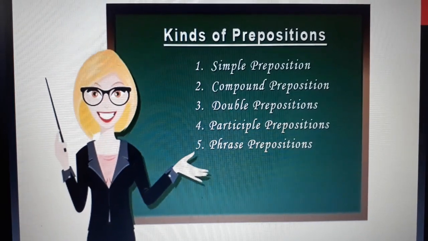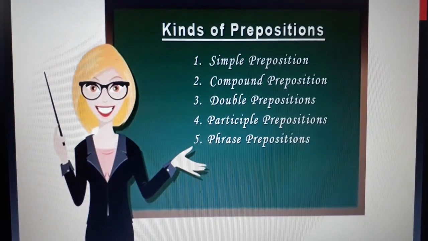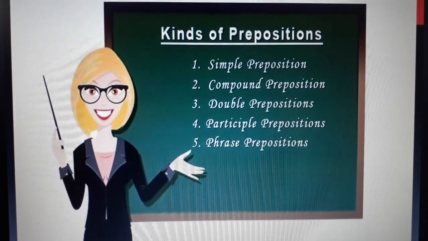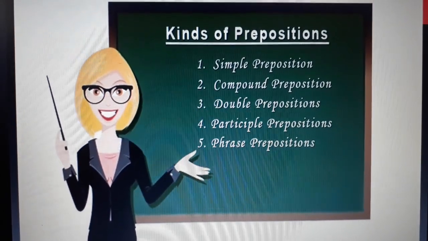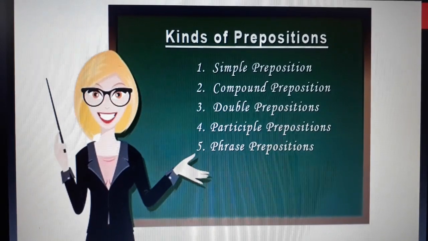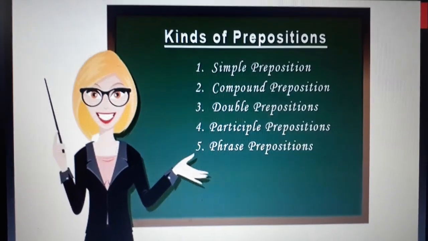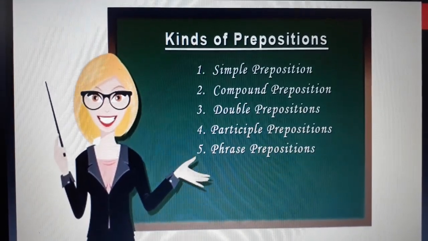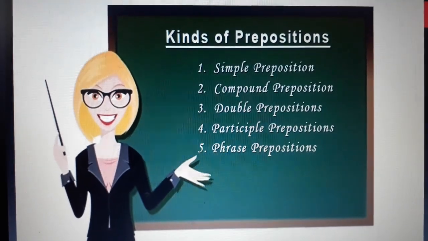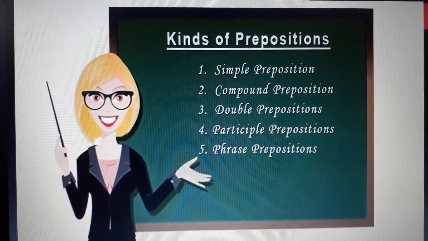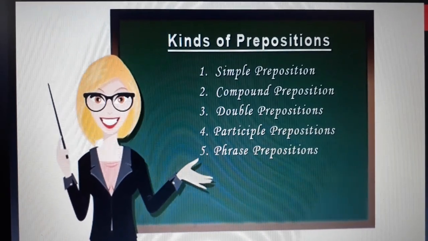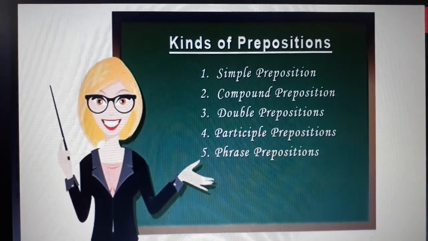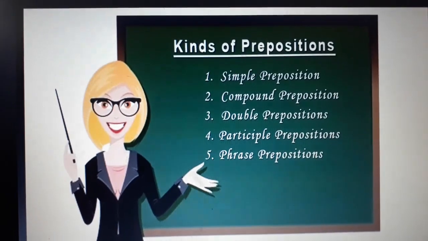As I told you earlier, there were 6 types of preposition. Basically, how many types of prepositions are there. Now we divide them into kinds, in different kinds, based on the usage of prepositions: simple preposition, compound preposition, double prepositions, participle prepositions, and phrase prepositions.